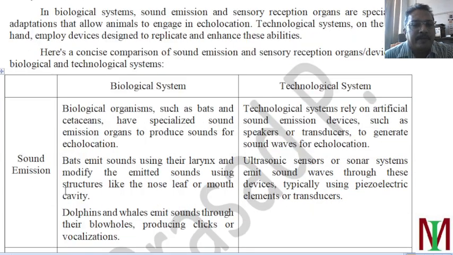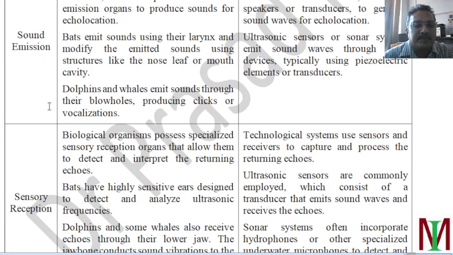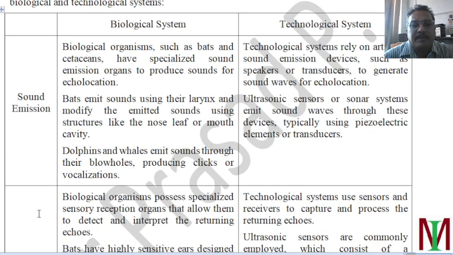Okay, so comparing the biological and the technological ecosystem with regard to sound emission and sensory reception: in biological systems, the bat as well as the cetacean produce sound with a specialized sound emission organ for echolocation. In technological systems, it depends upon a device which makes the sound, a speaker or a transducer, to generate sound waves for echolocation.